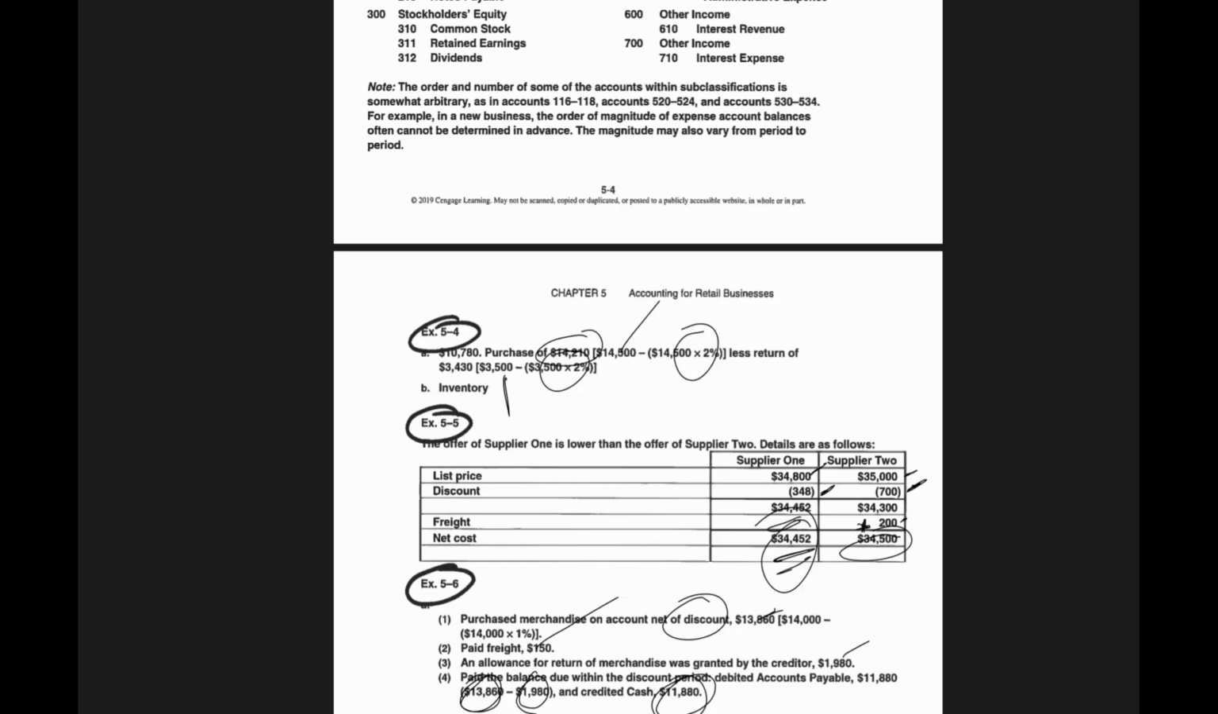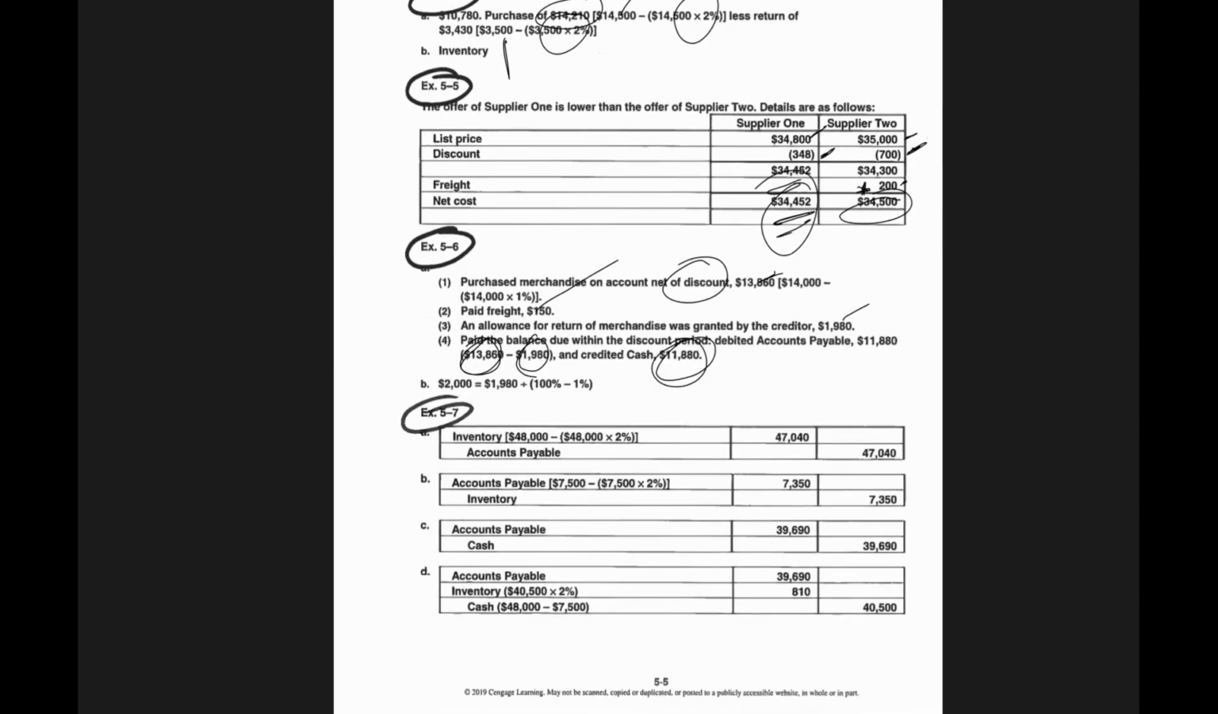Number 7, purchase-related transactions. This woman's supply clothing store purchased $48,000 from a supplier on account, terms FOB destination, 2/10 net 30. They returned some merchandise with an invoice amount of $7,500, receiving a credit memo. Journalize the entries to record the purchase, the return, the payment within the discount period, and then the payment beyond the discount period. All right, so number 7.